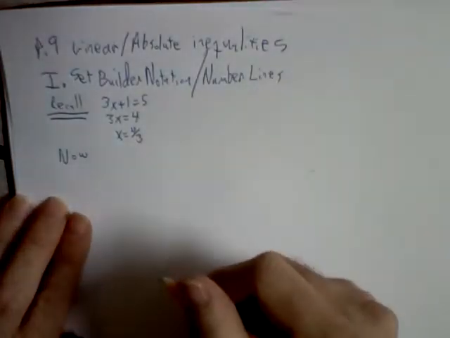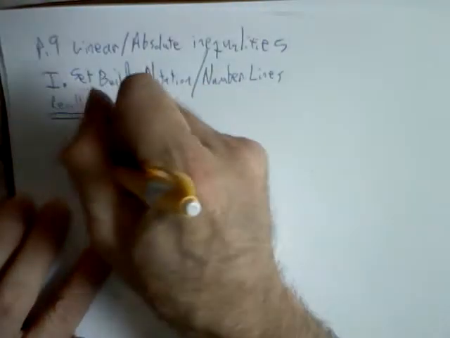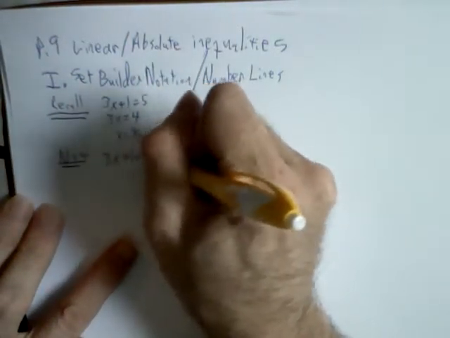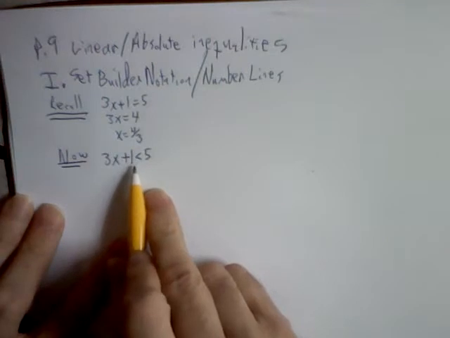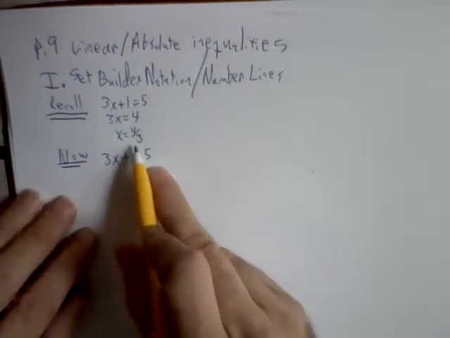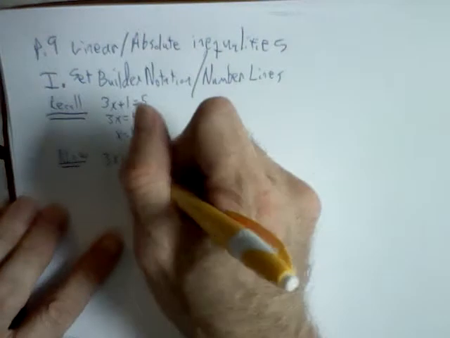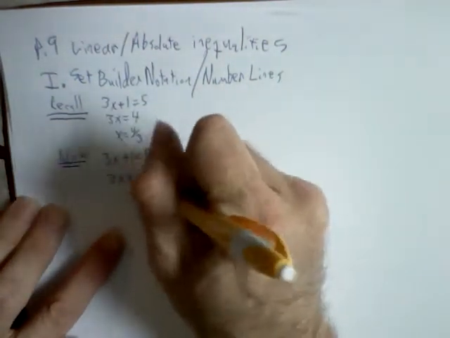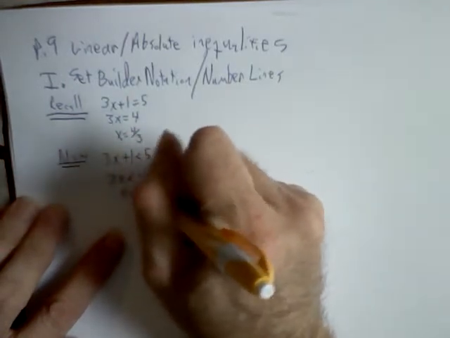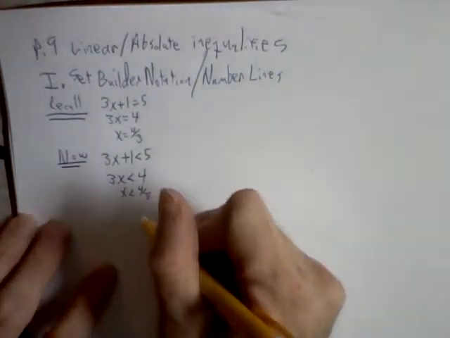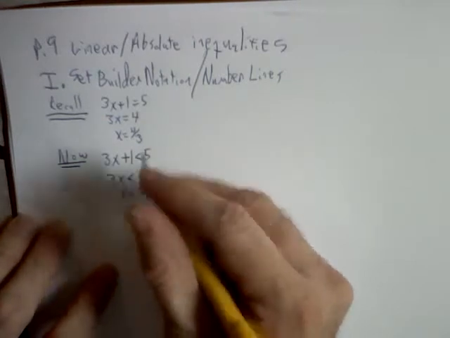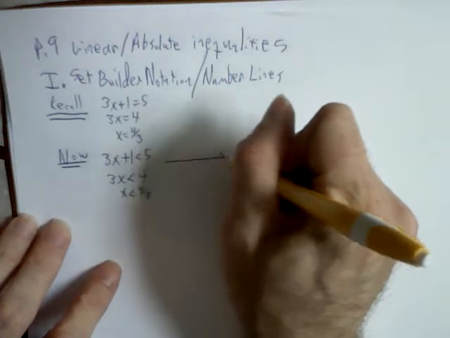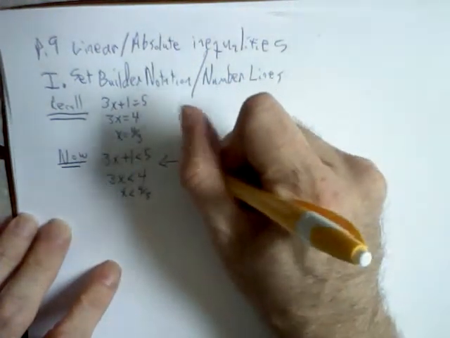Okay, so now we may have an inequality to deal with. So 3x plus 1 less than 5. And to write up the solution, we may need a little bit more material to work with. So we'll go 3x less than 4, and x is less than 4/3. So to notate this, you can use interval notation, of course. And if you don't remember how to do all that, you can always go back to the number line and sort of draw it out.